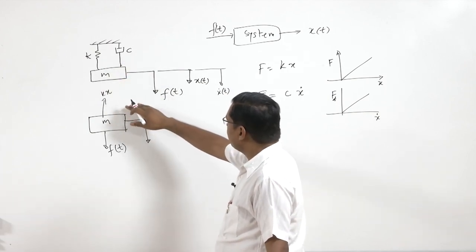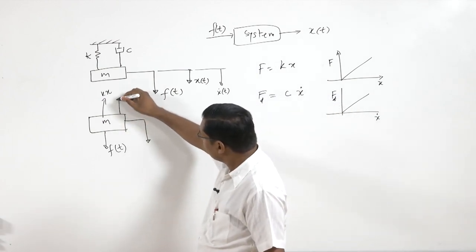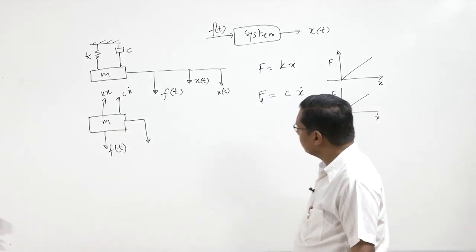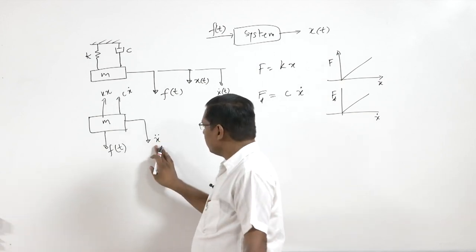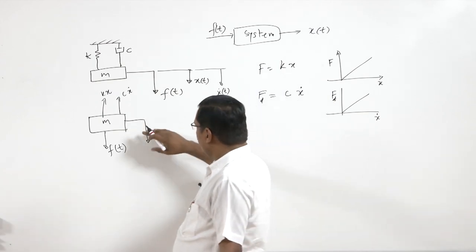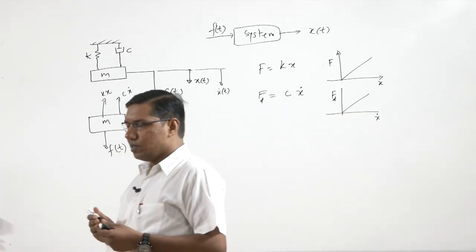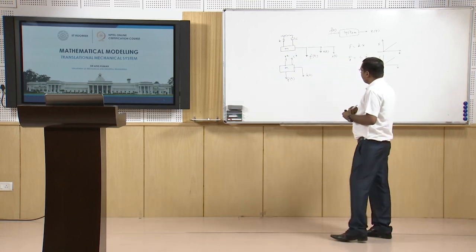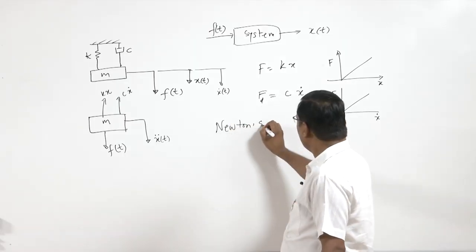The damper will apply some force C x dot on this system. And there is some acceleration x double dot of this system. The mass times acceleration will represent the inertia force. So we apply Newton's second law.